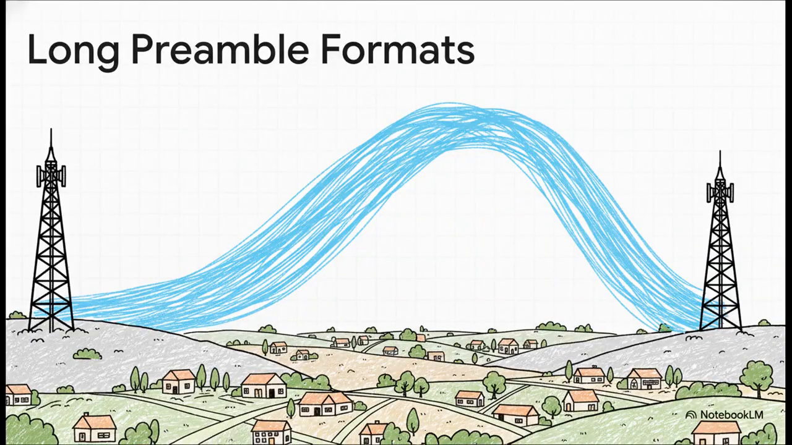First up, you've got your long preambles. Think of these as the long-distance runners. They take a little bit longer to send, which lets the signal travel much further. This makes them absolutely perfect for those wide-open suburban or rural areas where cell towers are spread far apart and need to cover a lot of ground.